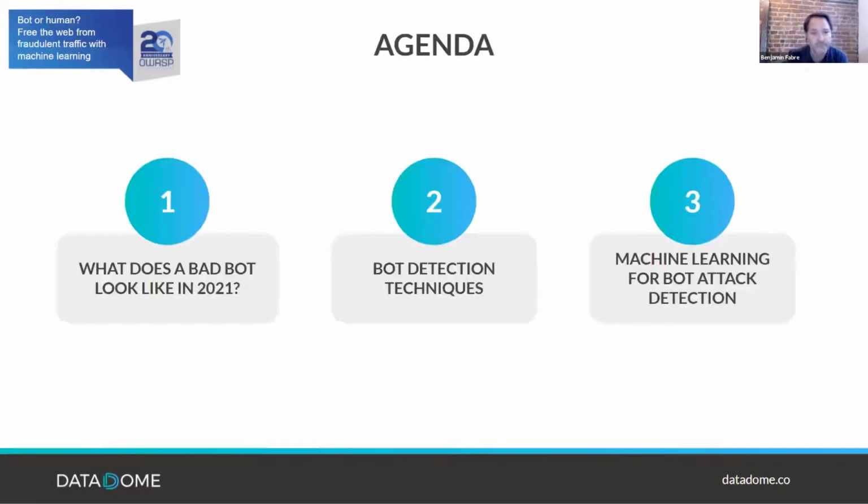So the agenda today will be around the bad bot. How sophisticated are they today in 2021? Then Antoine will talk about the detection techniques. And finally, we will have a zoom on one of the machine learning algorithms that we are using at DataDome to detect the most sophisticated bots that have never been seen before.